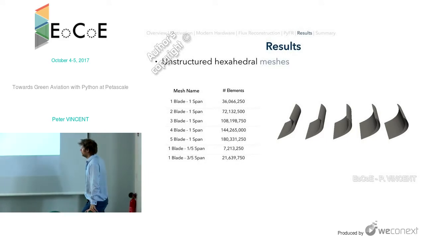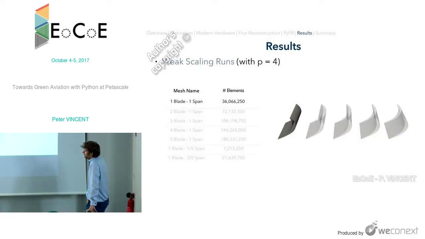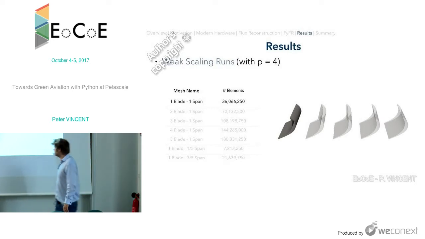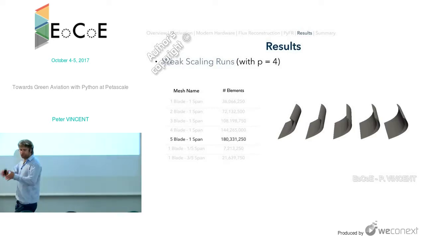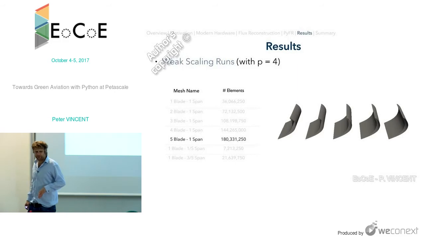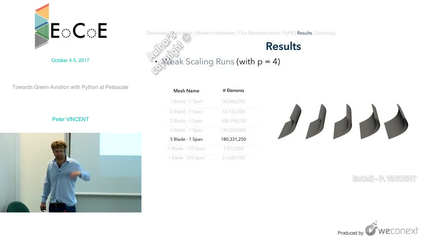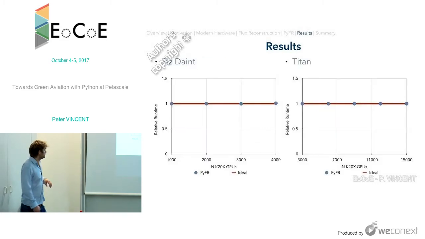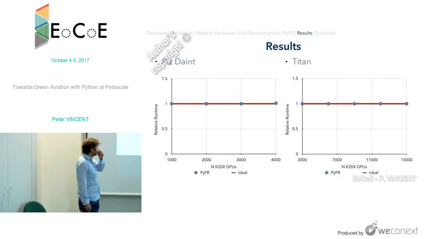First of all, weak scaling with fourth order solution polynomials inside each element. Weak scaling is where you increase the problem size proportional to the number of GPUs. So we increase the problem size from 1 blade through 5 blades and run on proportionally more GPUs each time. If you've got perfect weak scaling, you'd expect your runtime to stay constant. This is our weak scaling results on both Titan and Piz Daint. The red line is ideal, the blue dots are PyFR.